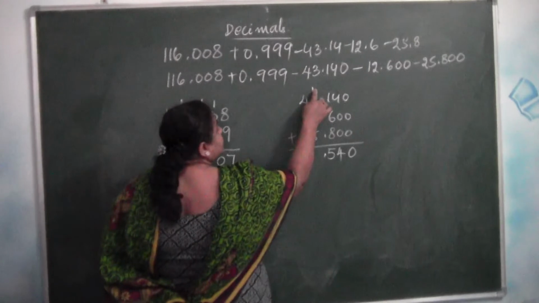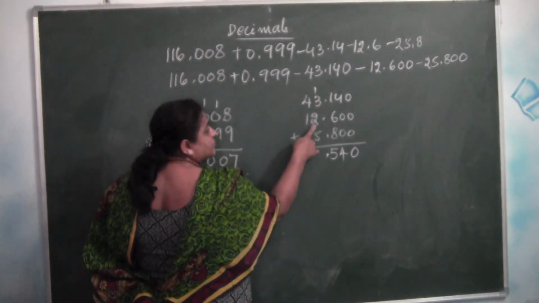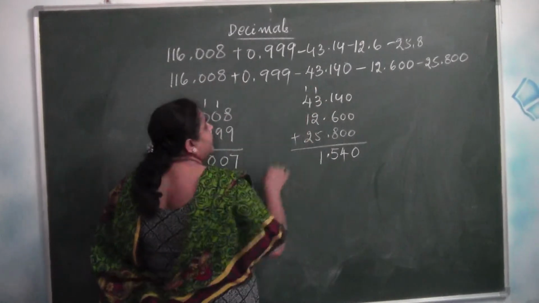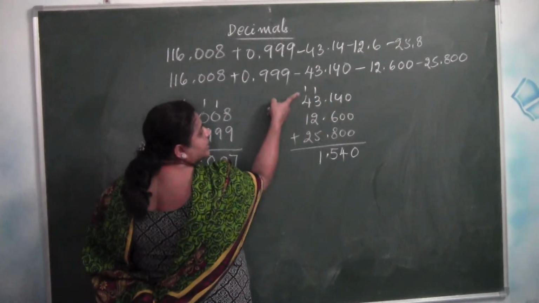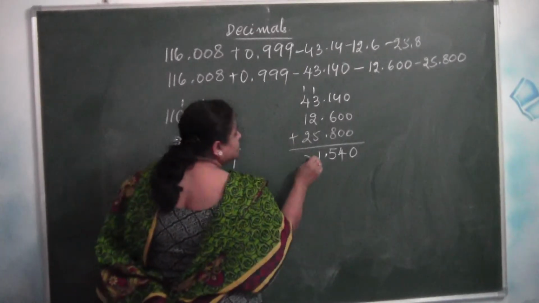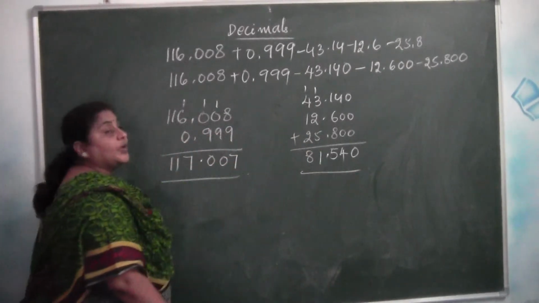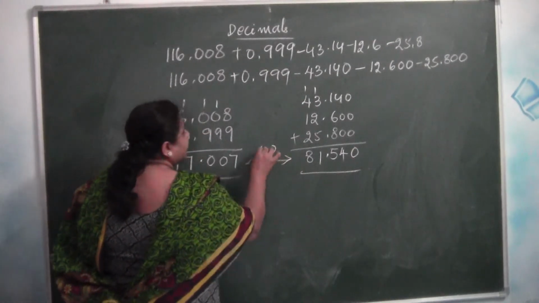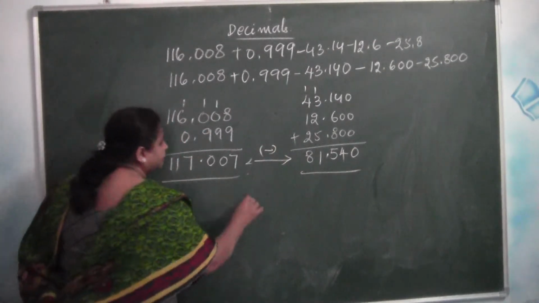Then 3 plus 1, 4. 4 plus 2, 6. 6 plus 5, 11. 4 plus 1, 5. 5 plus 1, 6. 6 plus 2, 8. 81.540. Now what are we going to do with these two? We are going to subtract.